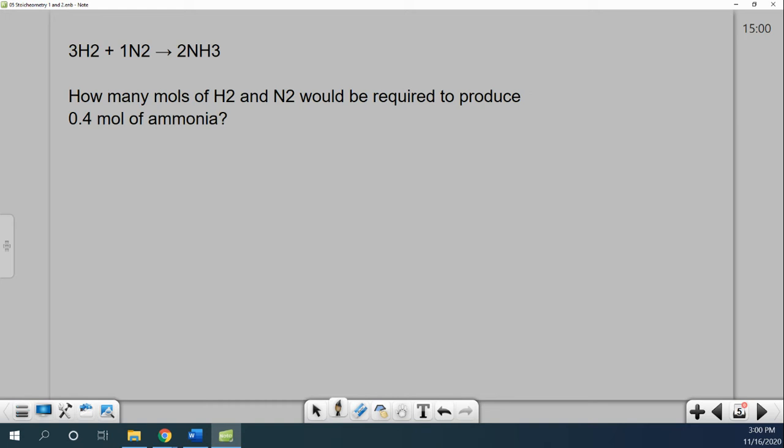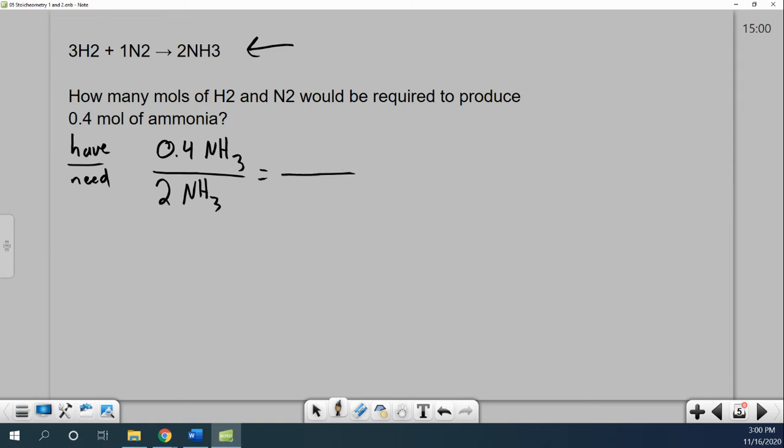How many moles of H2 and how many moles of N2 would be required if I want to make 0.4 moles of ammonia? All right, so again, what do I have? What do I need? I have 0.4 ammonia. And what do I need? Well, the chemical equation tells me I would need 2 of them if I wanted to make... I'm going to do it in 2 separate steps.